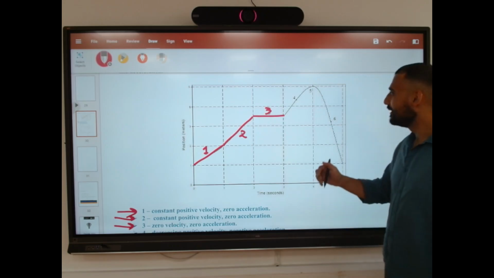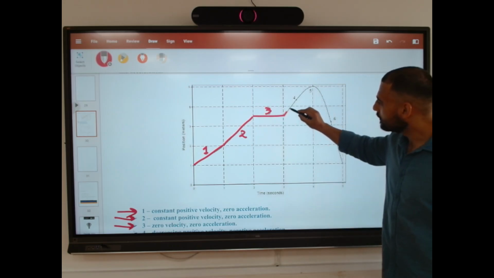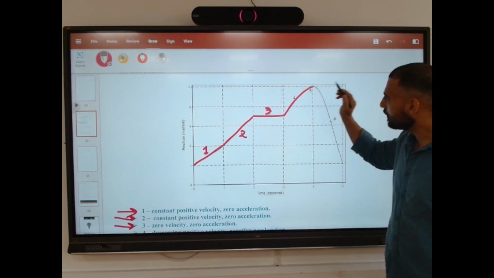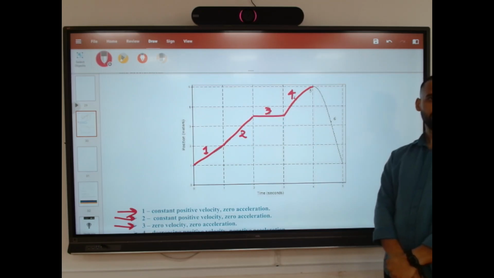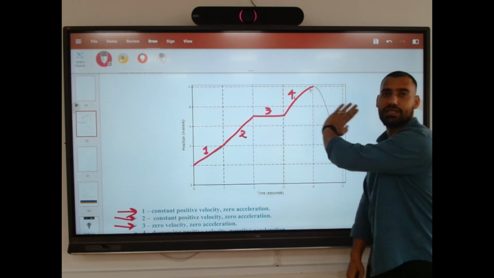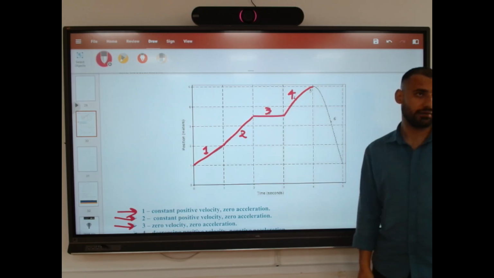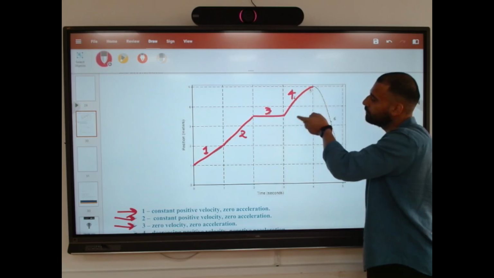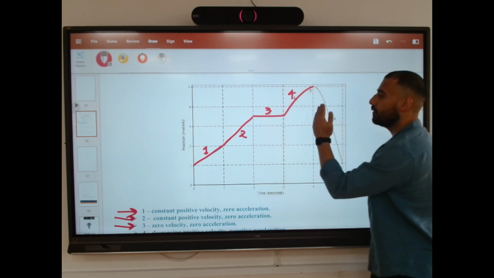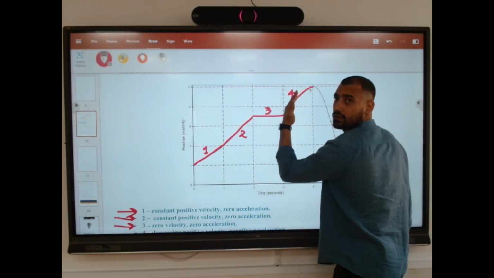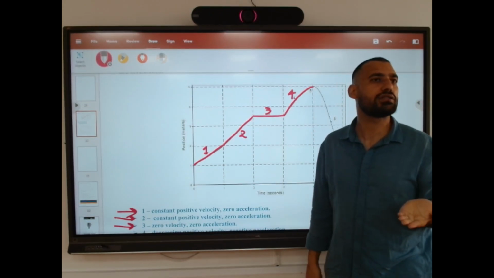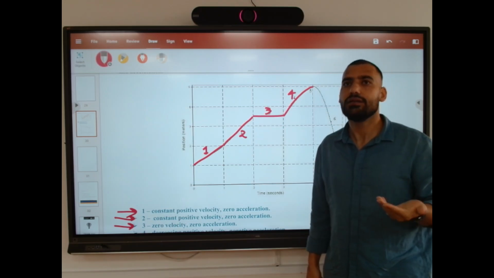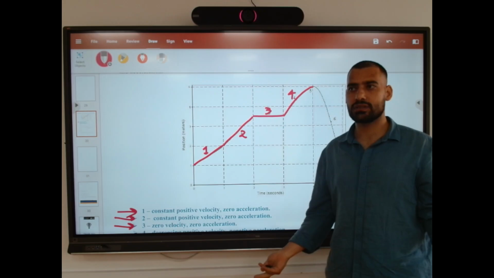What about the fourth part? What do you see? Is the velocity changing? See how you read the graph. Is the velocity changing in region 4? What is the slope initially, more or less? And then is the velocity decreasing? Yes. When the velocity is decreasing, what does that mean? Negative acceleration.